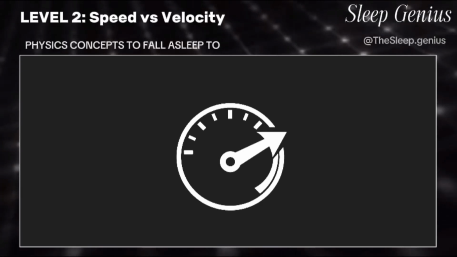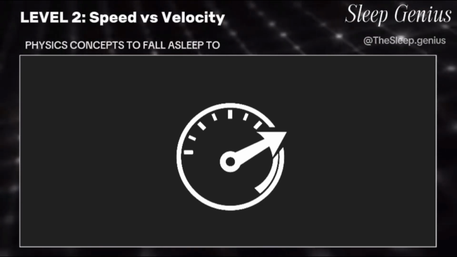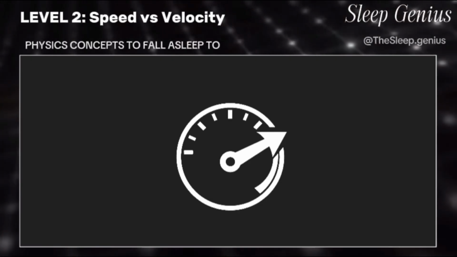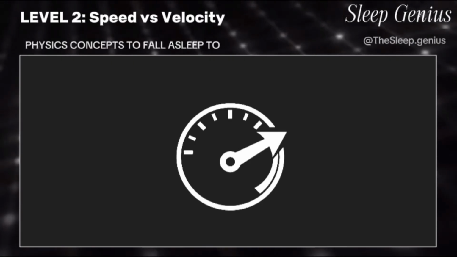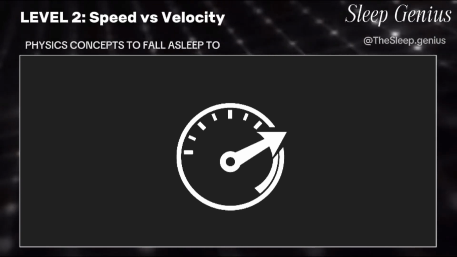Speed versus velocity. Speed measures how fast an object moves, a scalar quantity without direction. Velocity measures how fast and in which direction an object moves, a vector quantity. Velocity is displacement divided by time. Speed is distance divided by time. Uniform motion implies constant speed or velocity.